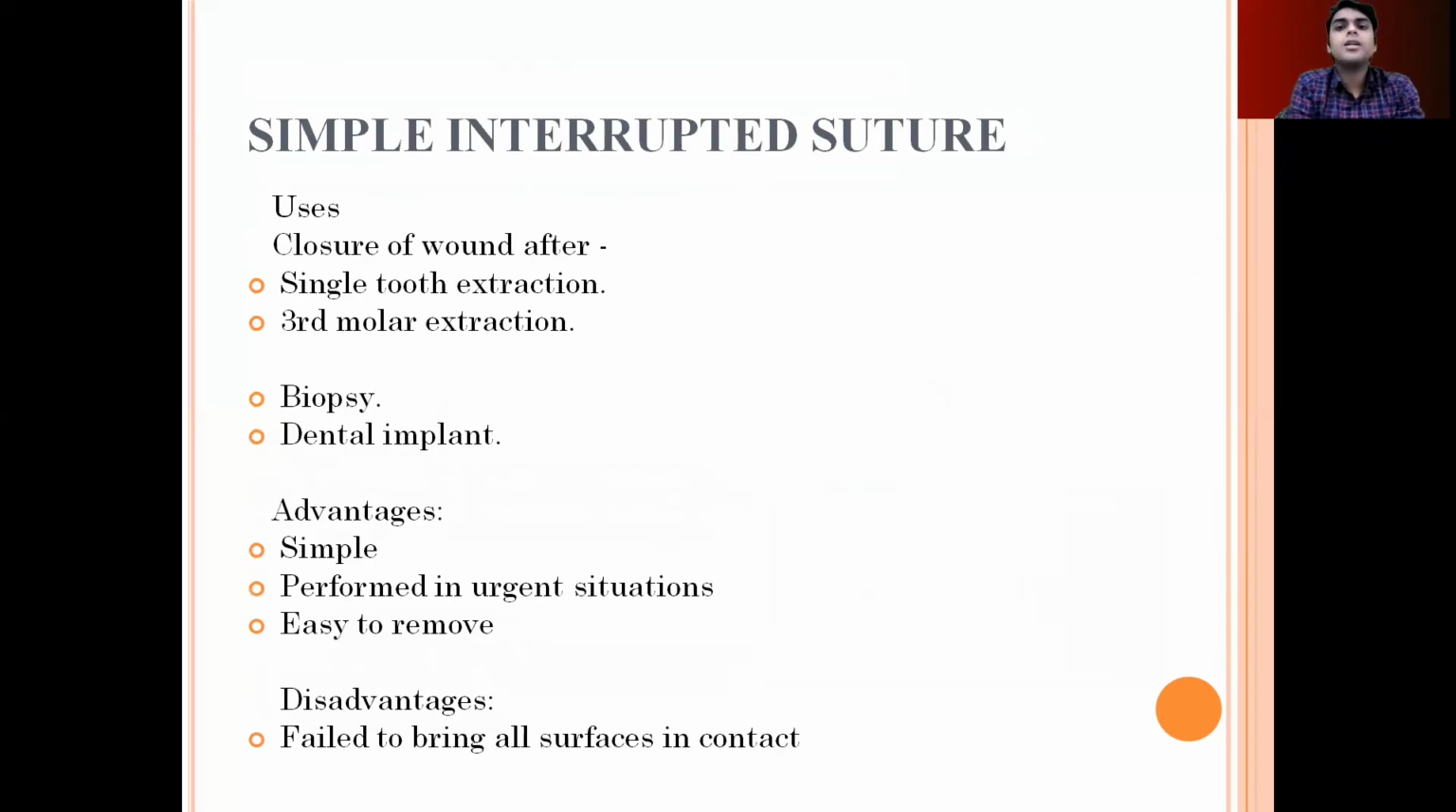Coming to the simple interrupted suture, its uses include closure of the wound after single tooth extraction or third molar extraction, biopsy, and implants. Advantages are that it is simple, it is performed in urgent situations, and it is easy to remove. The disadvantage is that it fails to bring all the surfaces in contact.